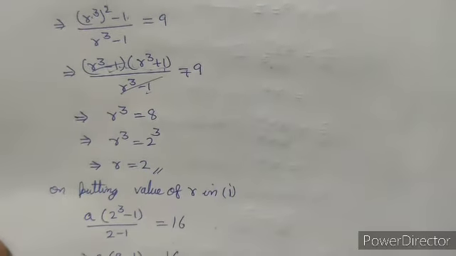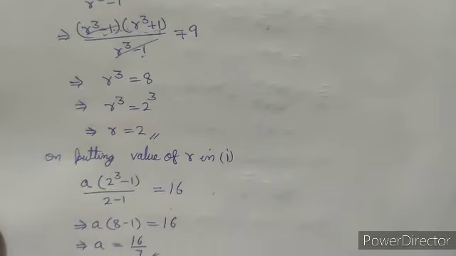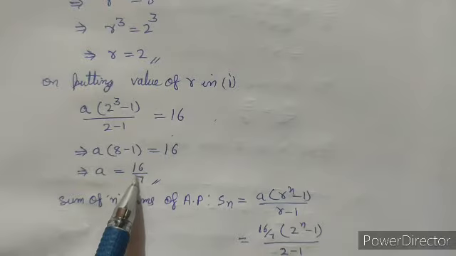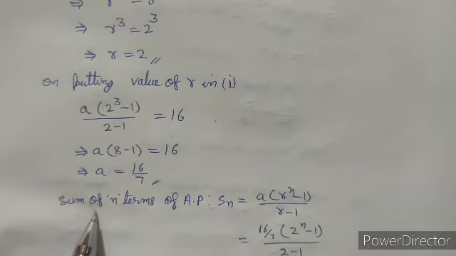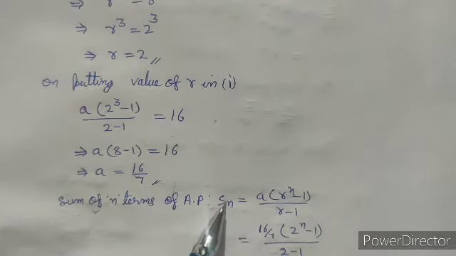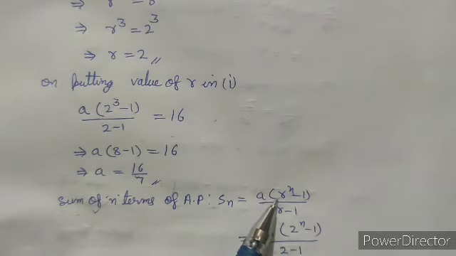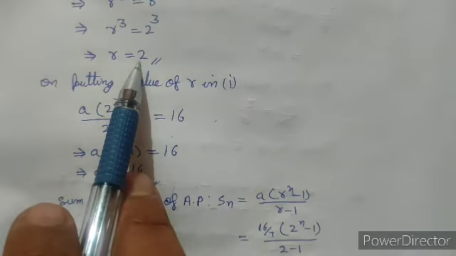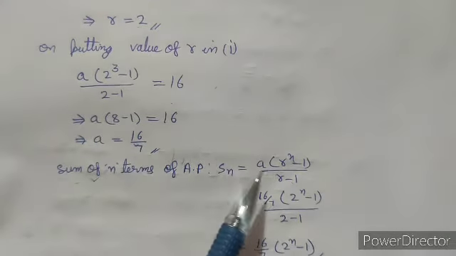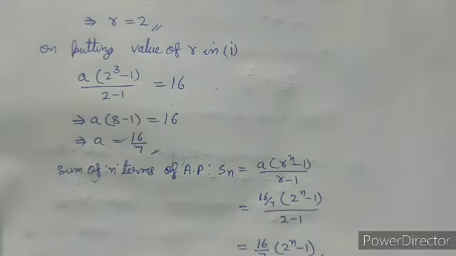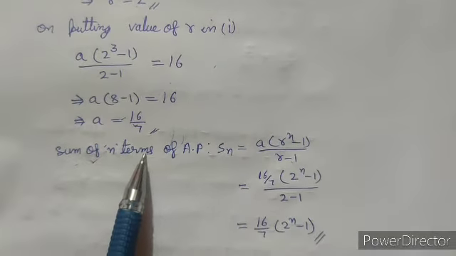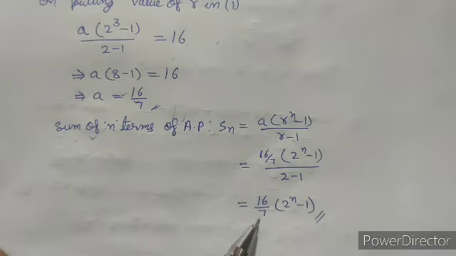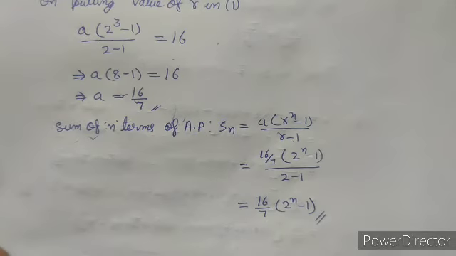Now on putting the value of r in equation first, we can get the value of a, and that will be equal to 16/7. Now we also have to find the sum of the first n terms of the GP, and that will be equal to a(r^n - 1)/(r - 1), as r is greater than 1. On putting the values of a and r, which we obtained earlier, we get the sum of n terms of the GP as 16/7 into (2^n - 1).